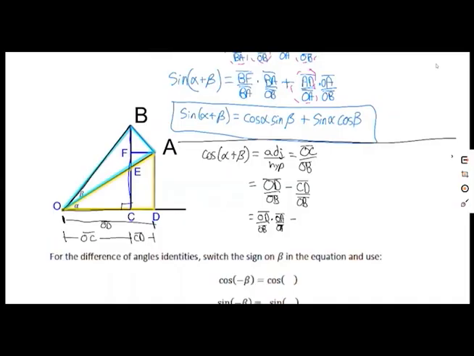Now, I'm going to make one little switch here before I write down the next term. CD is exactly the same as FA. I'm going to need that little triangle again. I'll just write the alpha in there because we know that that angle is alpha. And so I'm going to switch CD for FA. So I'm going to get FA over OB, and I'm going to multiply this one by BA over BA.